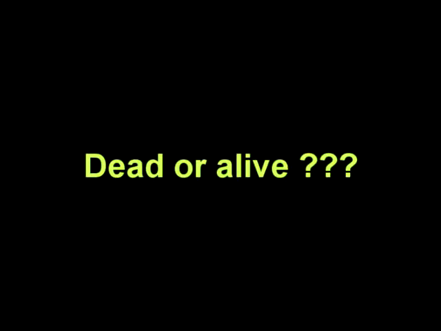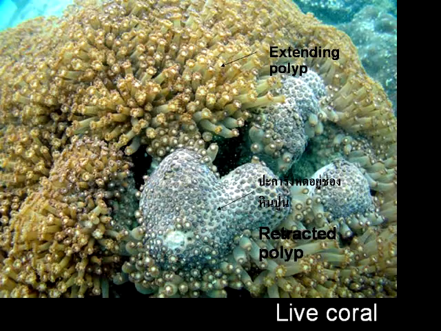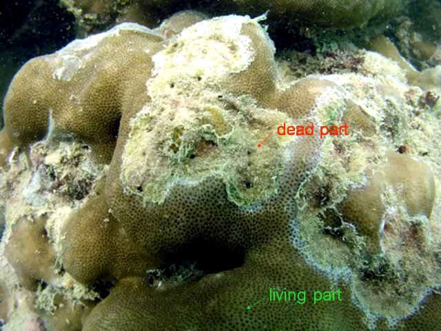Dead or alive, you have to understand this. Live coral means the coral which still has living polyp, like this. The polyp might extend or might retract if it is disturbed, like this one. Still has polyp, but it retracts, but it's still alive. The living part is here. There's polyp.